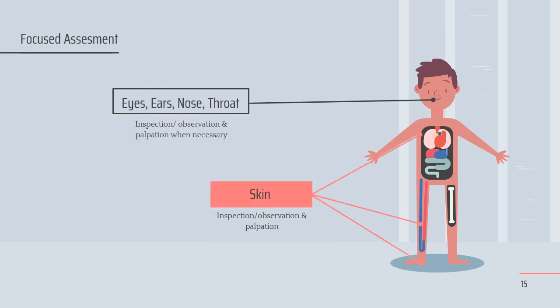While this isn't a body system, sometimes you need to do an assessment of the eyes, ears, nose, and throat. If doing this, make sure you inspect or observe and palpate when necessary. Finally, if you're doing a skin assessment, make sure you inspect and observe and palpate.